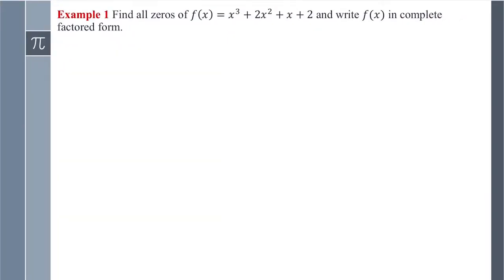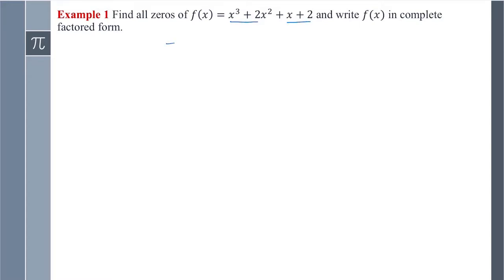So this one says find all the zeros of f of x equals x cubed plus 2x squared plus x plus 2, and write f of x in complete factored form. So what we are going to do is, I think this is pretty simple in terms of factoring. We are going to group this and then factor by grouping. So we'll group these two together and then we'll group these two together.